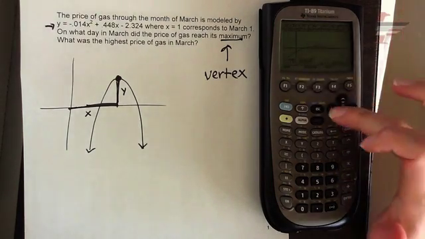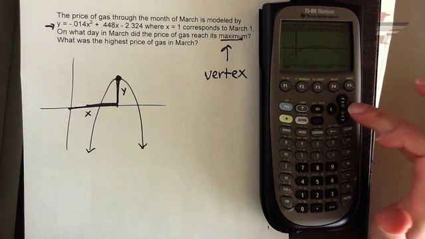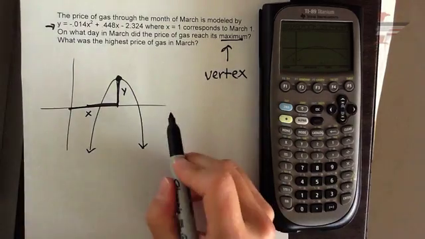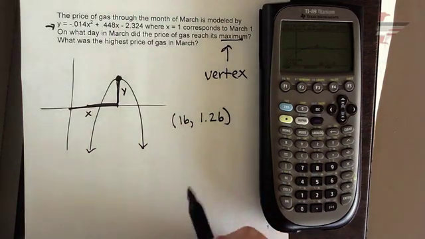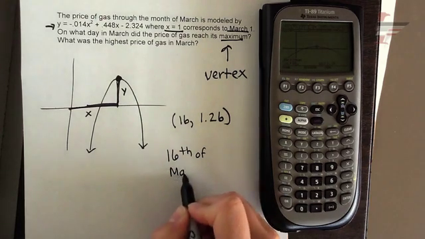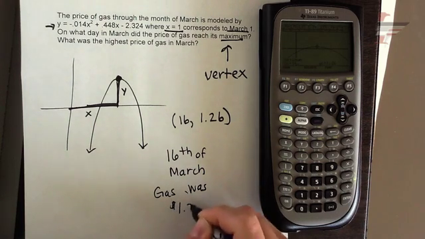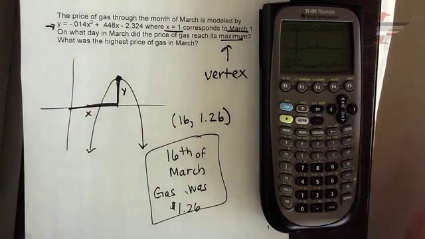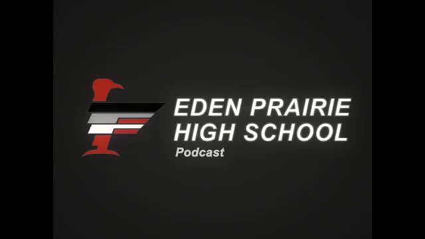Lower bound means you go to the left of your maximum and press enter. Upper bound means go to the right of your maximum and press enter. And you'll get your maximum point, which is your vertex, and that's 16, 1.26. Now what does this mean? Well, x is the days in March, so that means on the 16th of March, gas was $1.26, and that actually answers both questions. So pretty slick, especially if you're real good with your calculator, to do this problem without any work at all.